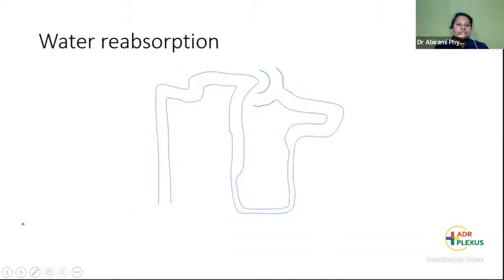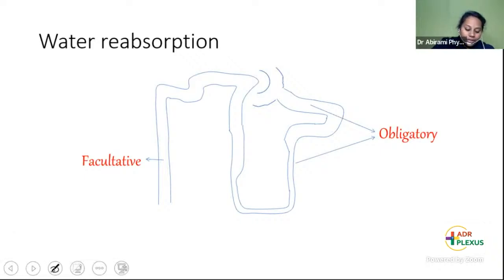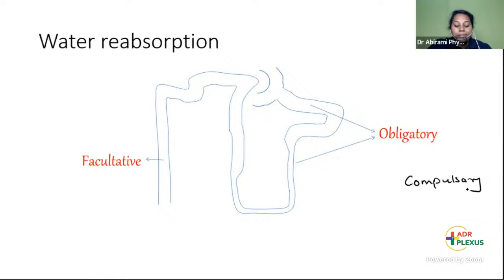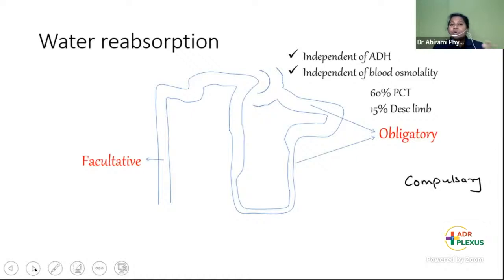A word about water reabsorption. We already completed water reabsorption. There are 2 types of water reabsorption: obligatory and facultative. What do you mean by the word obligatory? Obligatory means compulsory. This type of water reabsorption, which takes place in the PCT and the descending limb, is compulsory. Compulsory means it is not dependent on any factor or any hormone. It does not need ADH or vasopressin, aldosterone. It does not need any hormone. It just takes place like that. So compulsorily it will take place.